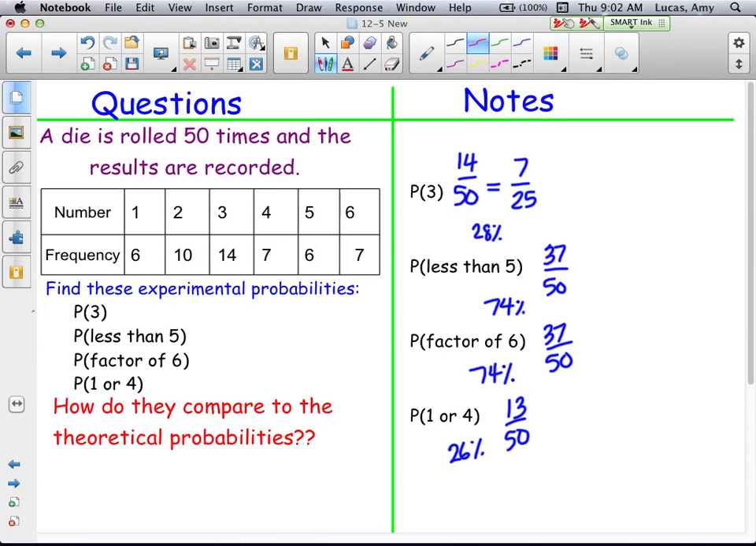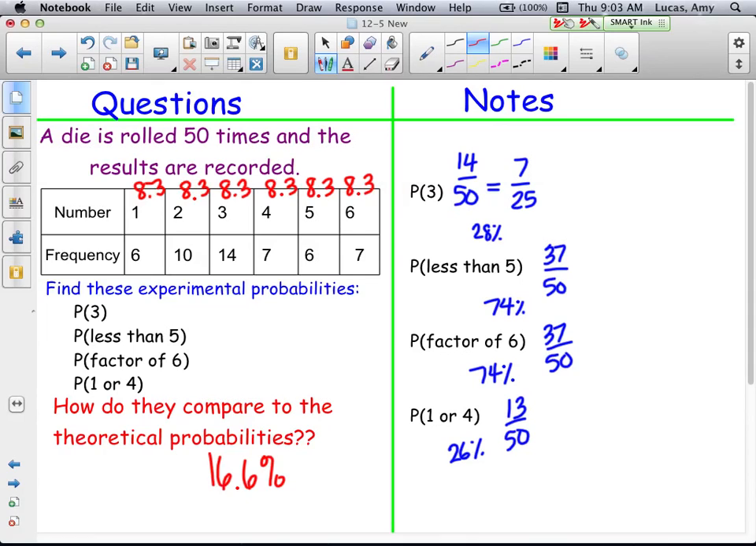All right, now let's compare them to what we would expect. What would we expect if we roll a die 50 times and record the results? Well, there are 6 equally likely outcomes. So if I divide by 6, we would expect 8.3 for each one of these. So 8.3 out of 50 is about 16.6%. And that's for each of those numbers.